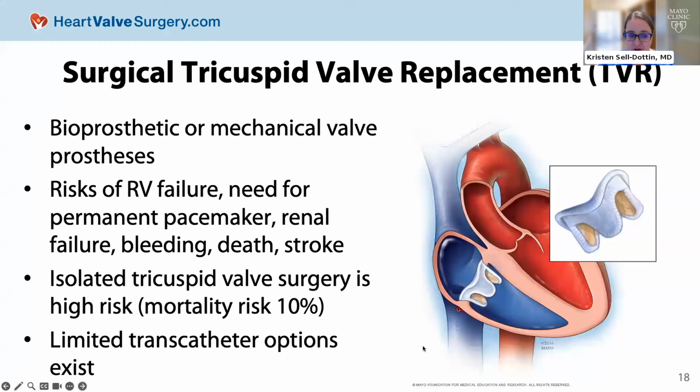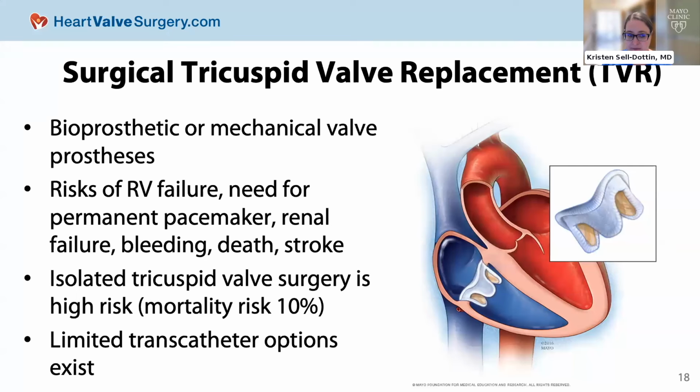Risks of this surgery are numerous. This includes risk of failure of the right ventricle, a potential need for a permanent pacemaker, kidney failure, bleeding, death, stroke. When we look at isolated tricuspid valve surgery, right, where tricuspid valve regurgitation is the reason we are taking you to the operating room, we know that all comers, this is a high risk operation with a mortality risk of around 10%. Okay. And for some patients, that may be even higher depending on your other medical problems. Limited transcatheter options exist at this time.